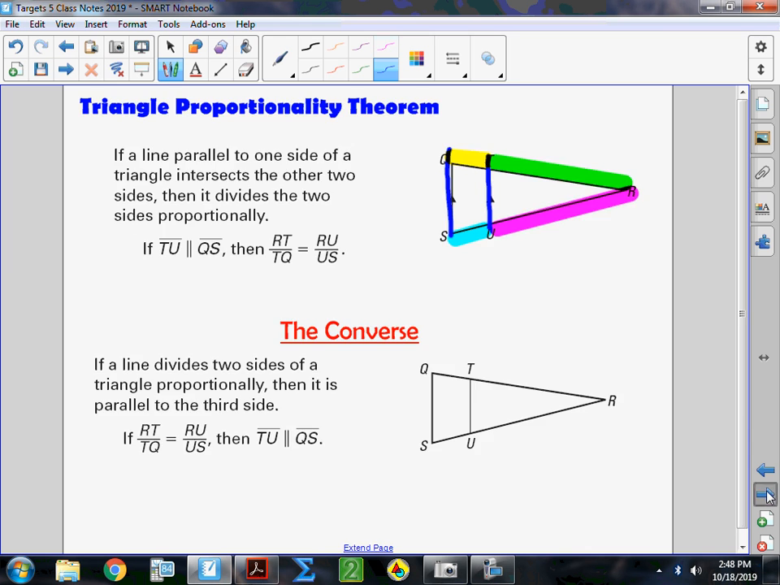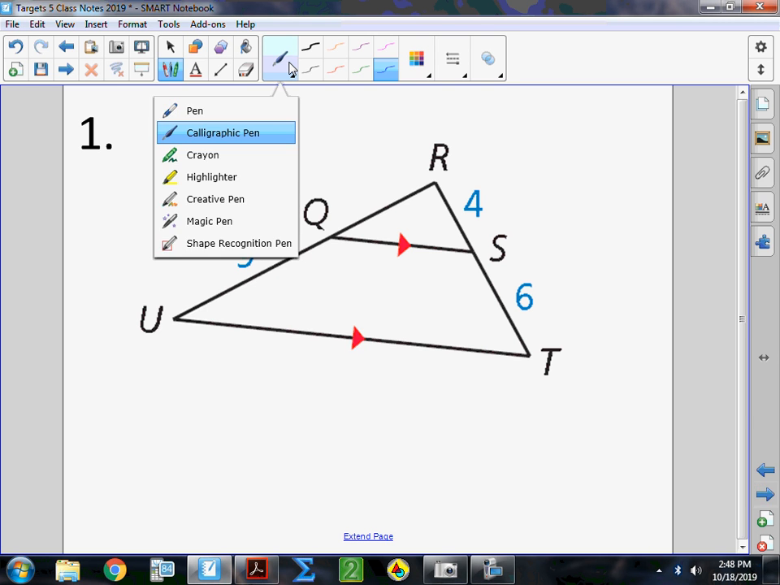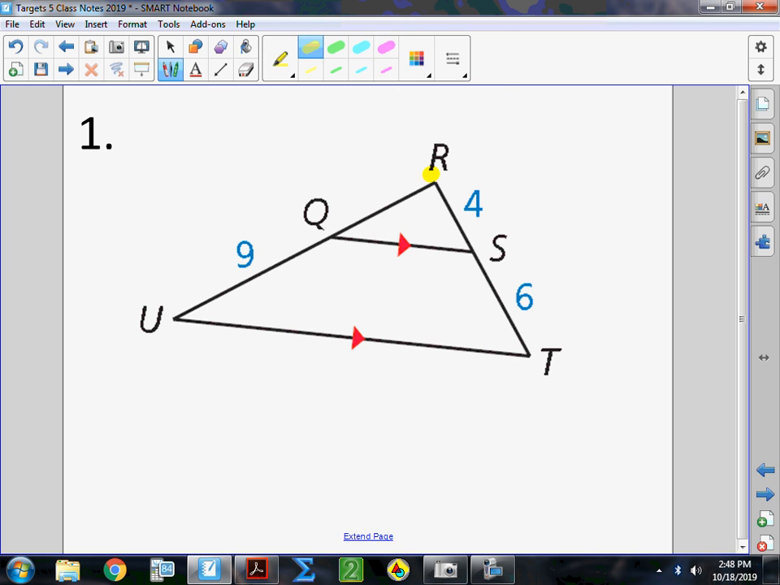So here's some examples of using that theorem. This goes with the worksheet or the note sheet that was handed out in class. So number one, we're trying to find this missing side length, RQ. RQ is right here. Okay, we call that segment RQ. But then when we're trying to find the length of it, we just refer to it with the letters RQ. RQ means the length of the segment RQ, or it means the distance between the points RQ.